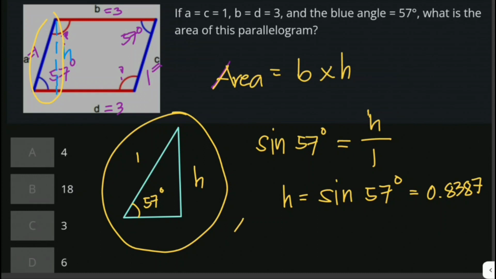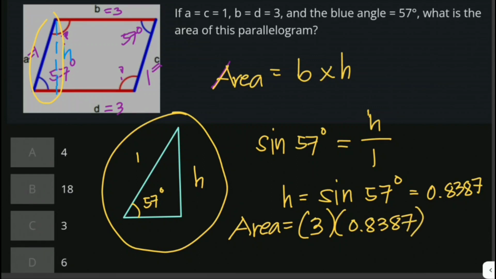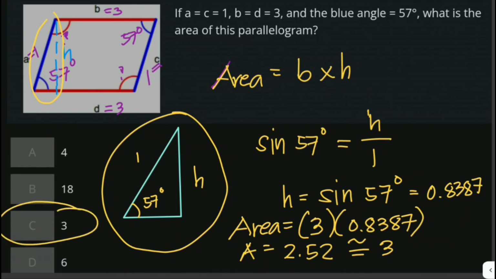And now we can solve for the area of the parallelogram. So area is just equal to the base. Our base is equal to 3 times 0.8387, which is our height. So the area would just be equal to 2.52. In our choices here, we don't have 2.52, so we can just round this off to approximately 3. So the answer here is letter C.